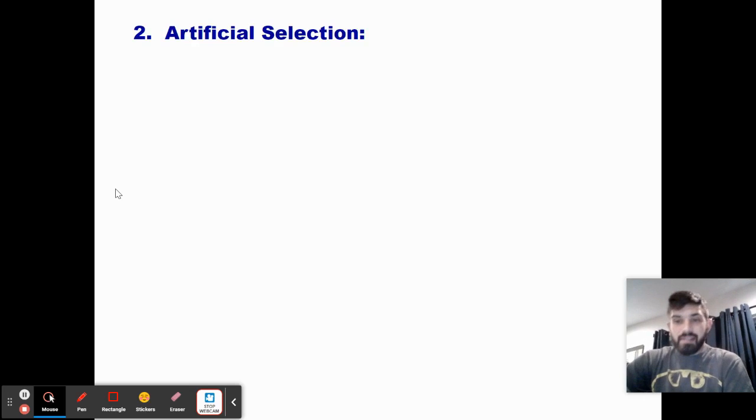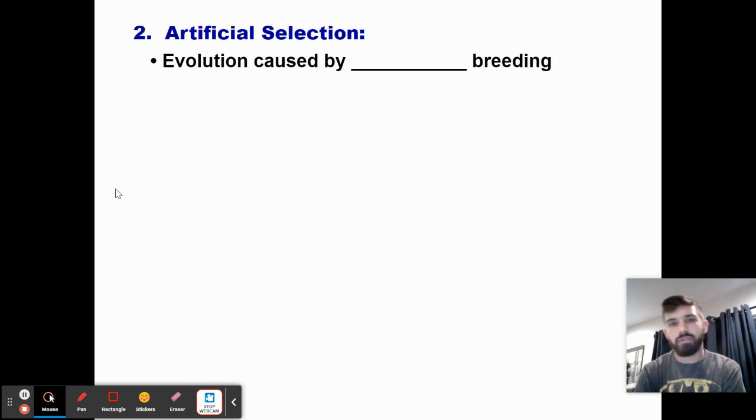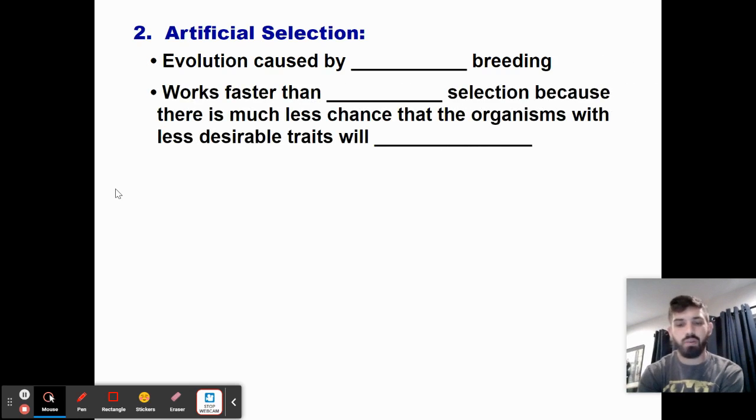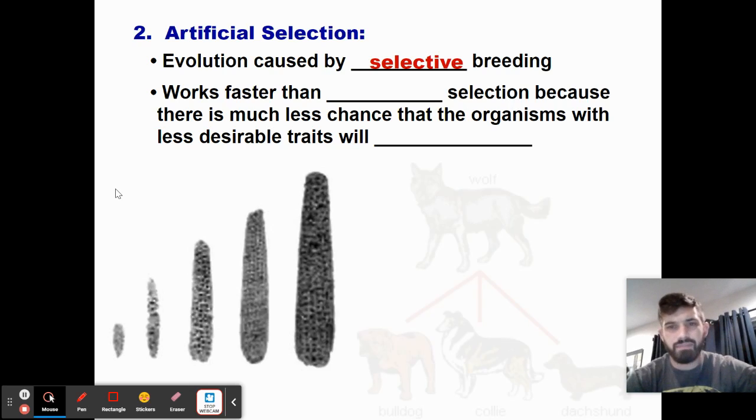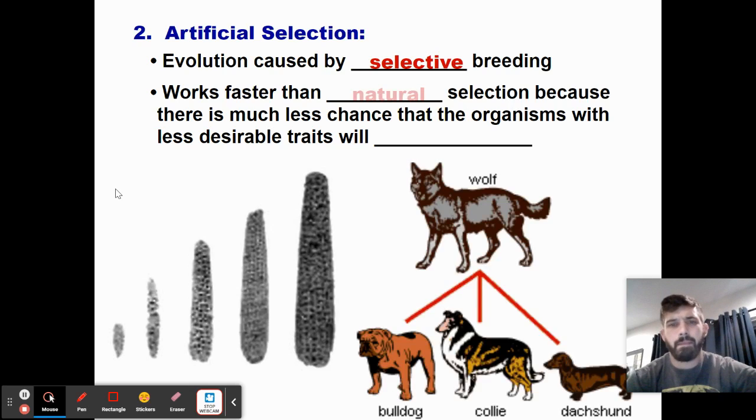Artificial selection is another agent of evolution. Artificial selection is evolution caused by human breeding. We choose to breed a certain trait. It's called selective breeding. It works faster than natural selection because there is much less of a chance that the organisms with less desirable traits will reproduce.